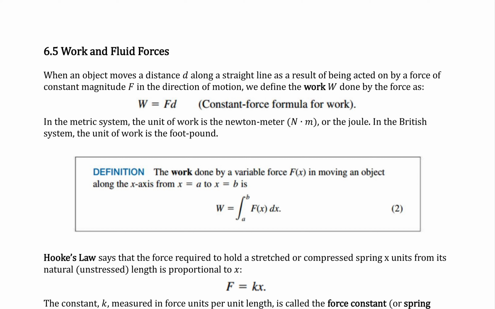In the metric system, the unit for work is the joule, which is the Newton meter. In the metric system, and you may or may not remember this, the Newton is a unit of weight. In the British system, the unit of work is the foot-pound. Again, pound is the weight that we use.